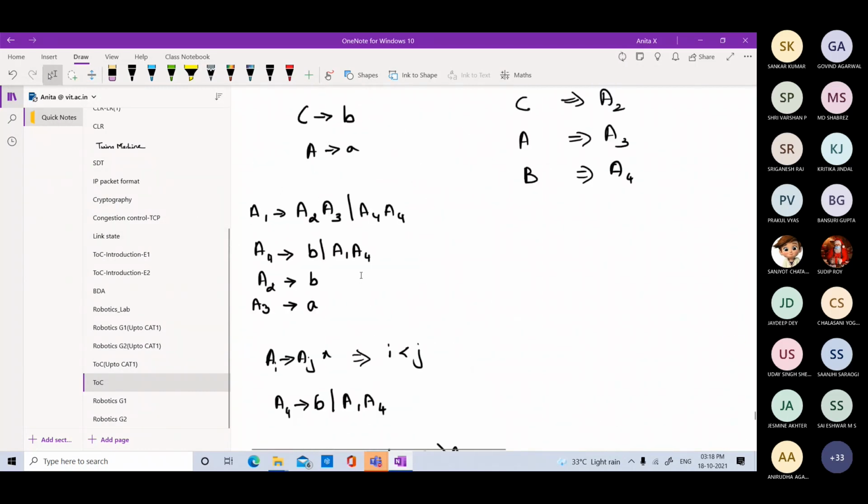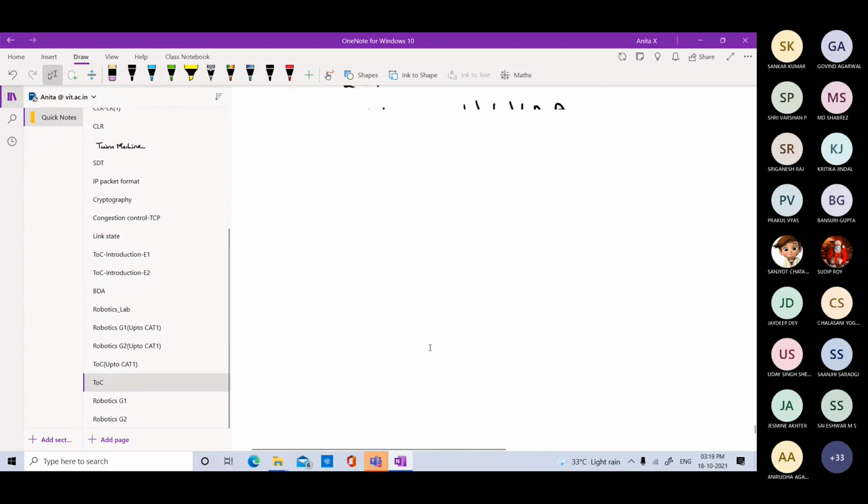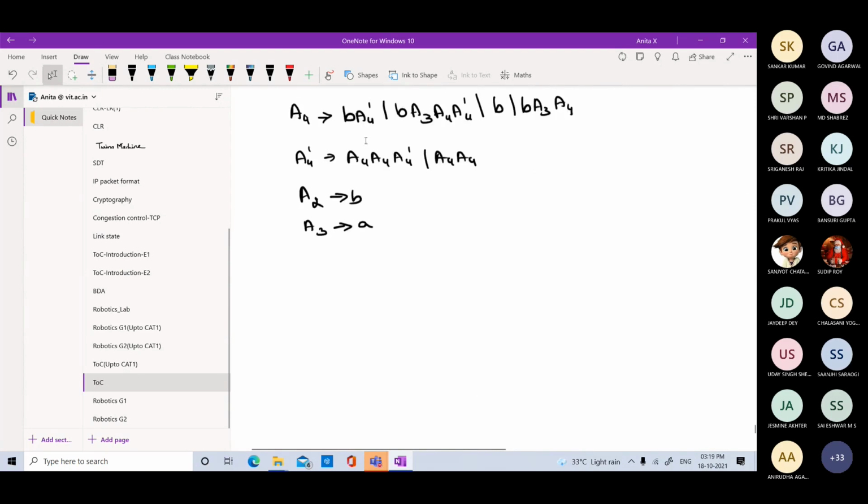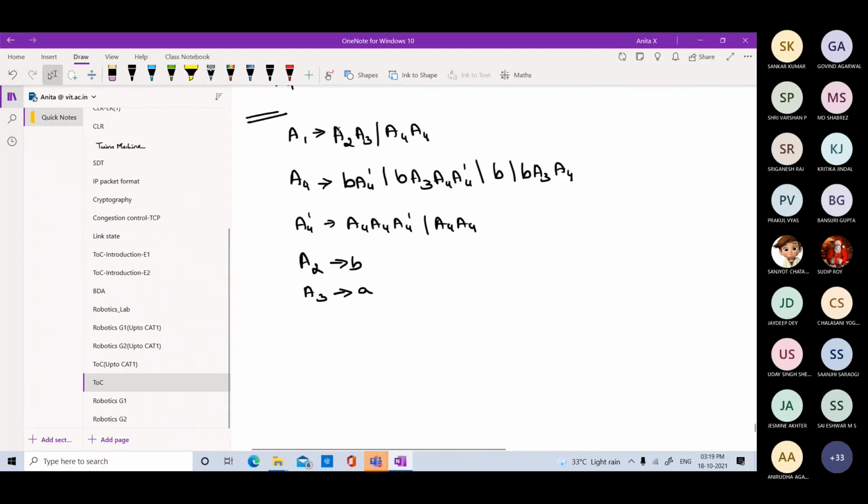Okay, so in this particular production we have made some updations because it was deviating from the given rule. After changing that, it satisfies this rule, and I'm rewriting it. Here you can see all the productions have the form AI derives AJ X where I is less than J. Yes, one is less than 2, one is less than 4.